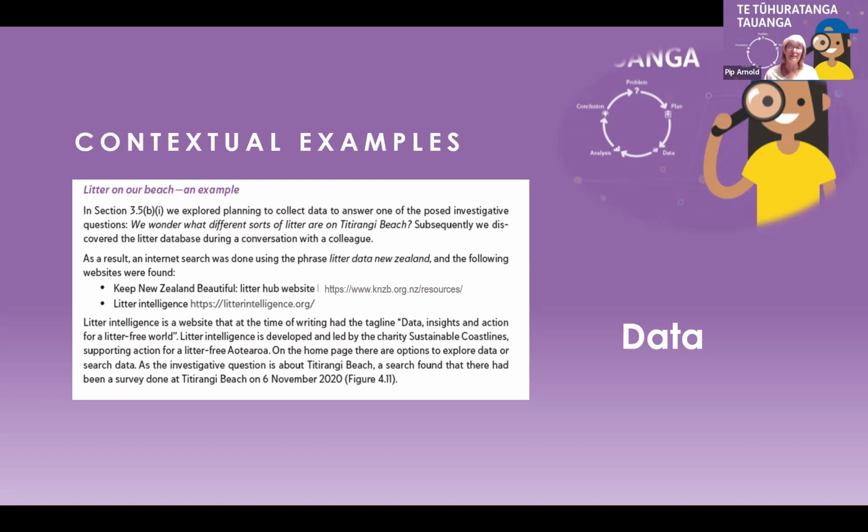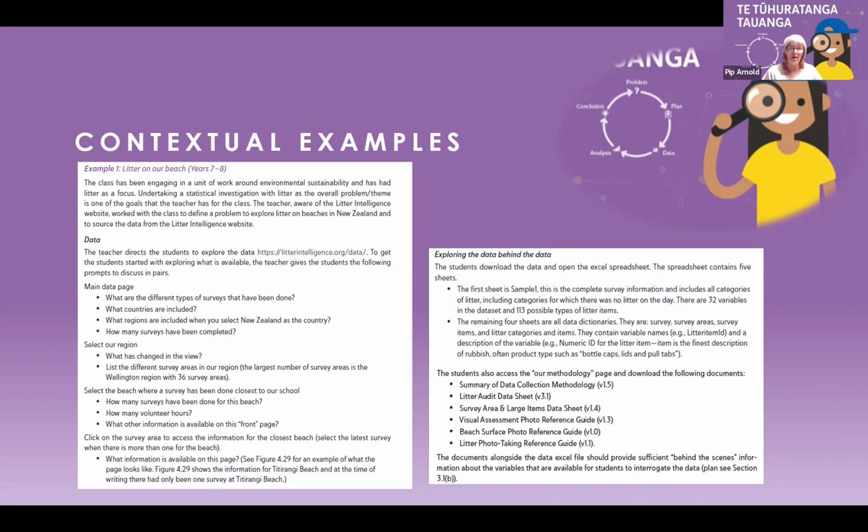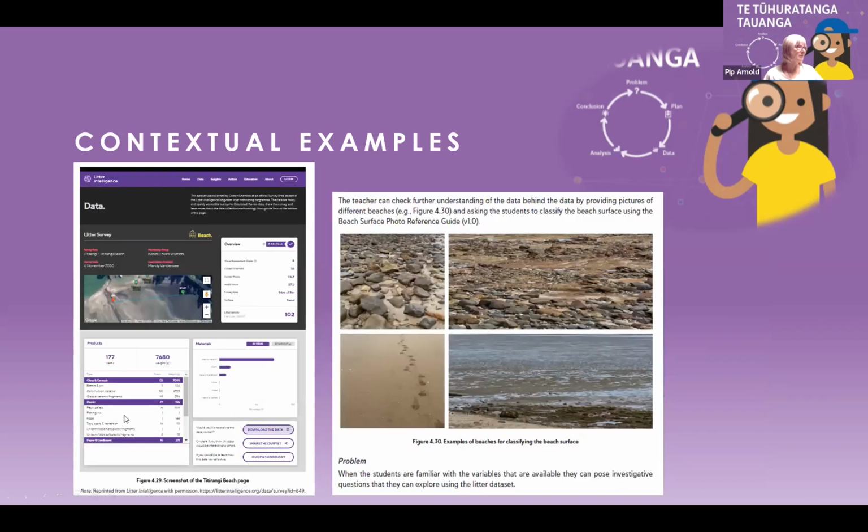And then the story carries on and we start looking at Litter Intelligence. And yes, there had been one survey at Titirangi Beach. So I was able to develop this into a higher level, a year 7 to 8 example, where they start looking at the online data set and finding out about the metadata, the data behind the data. And then you can see here, this is the one survey. I don't know if you can see it, it's pretty little. And this is the photograph of the beach that you saw, right? So the car park is there. And in the book, they define very clearly what the different types of beaches are.